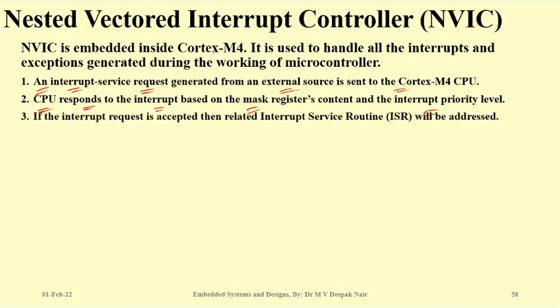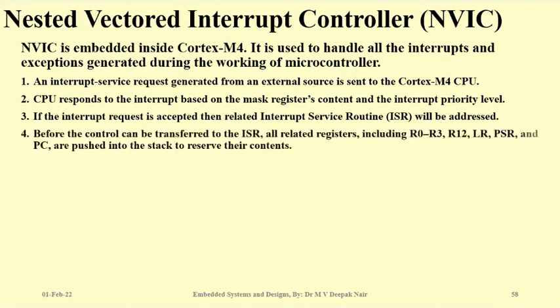Then after that, if the interrupt is allowed and it has to be addressed, the ISR is accepted and the related ISR will be addressed. The vector address of the interrupt will be reached. Third step. Okay, this is just like 8085.